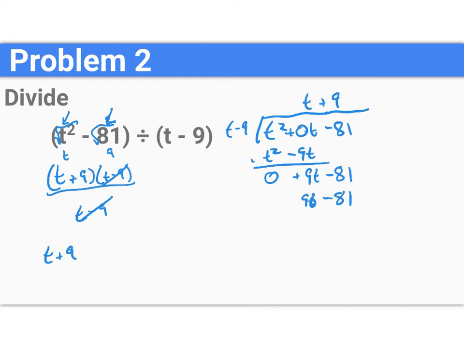And you're saying, oh, I had the same terms, and if I add them, I'm going to get different things. But this is division, and we have to subtract. So this is 9t minus 9t, which is 0, and then negative 81 minus a negative 81, which means negative 81 plus 81, which is 0. So as you can see, our remainder is 0, and we're left with t plus 9.